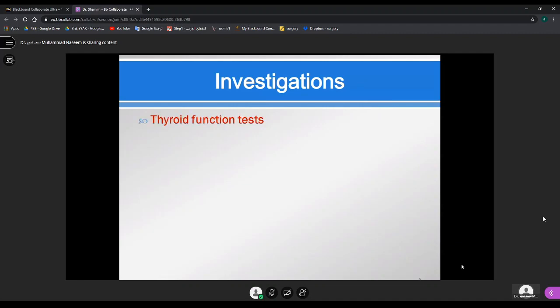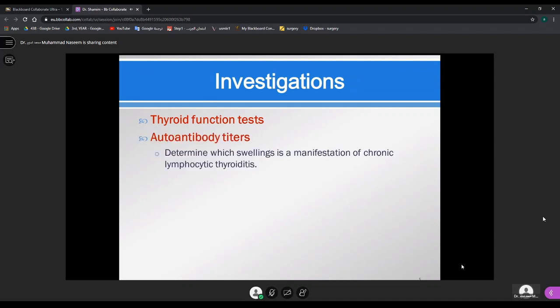Thyroid function test is the baseline test. We do TSH first, and depending on its value, we further do T3 and T4. Autoantibody titers determine whether the swelling is a manifestation of chronic lymphocytic thyroiditis. And there is a special type of cancer which occurs in these patients if the patient has chronic lymphocytic thyroiditis. We will discuss it later.